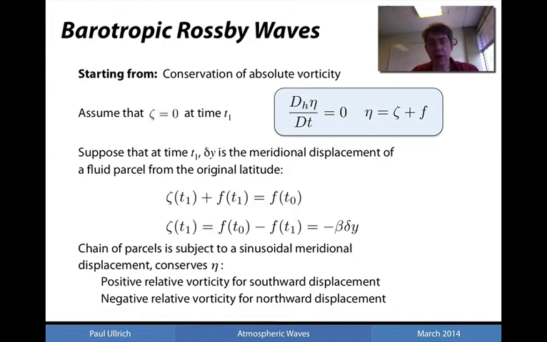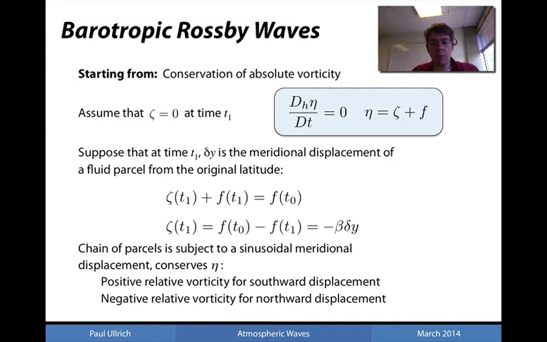Hence, the initial absolute vorticity of the fluid parcel is equal to relative vorticity plus planetary vorticity, but since initial relative vorticity is assumed to be 0, this is purely the initial planetary vorticity. Relative vorticity at a final time is then equal to the difference in the planetary vorticities between the initial time and the final time, and is given by negative beta times delta y.